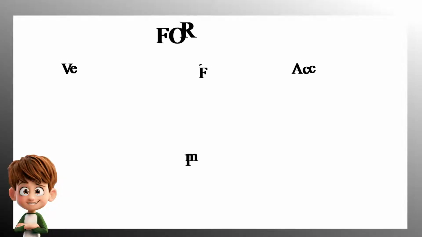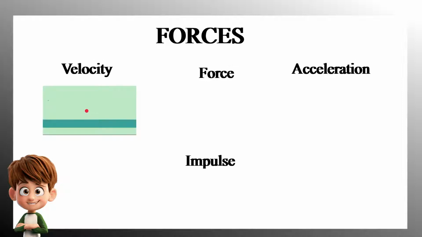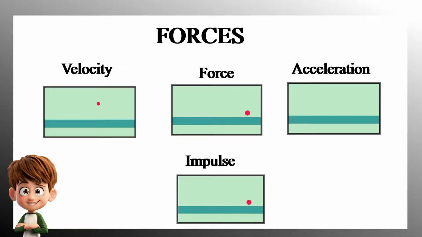Today in this tutorial, we are going to understand different types of forces which are applied in Unity 2D. Here you see there are different types of forces. Our first force is velocity, second is force, third is acceleration, and fourth one is impulse. Let's see how these different types of forces work in Unity.